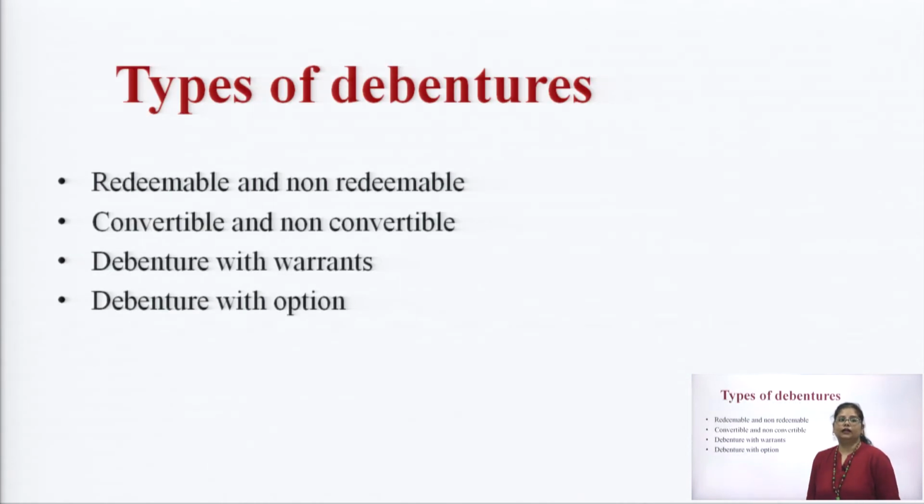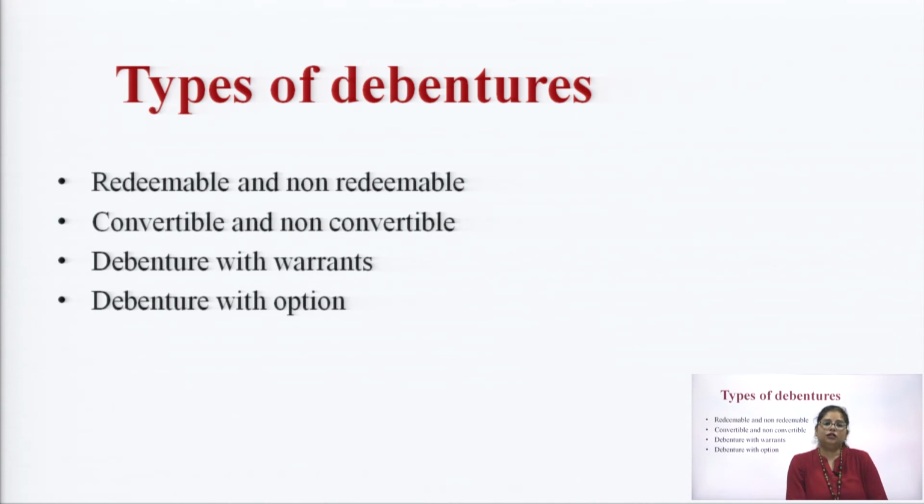Here we have 4 categories: redeemable, non-redeemable, convertible, non-convertible, that we discussed in the preference share details also. A new category that comes up here is the debenture with warrants and debenture with option. Now, redeemable and non-redeemable are which debentures? Again, the perpetuality of the debentures has to be considered. The debentures that have a particular maturity date, they would mature at a specified date, are the redeemable ones.